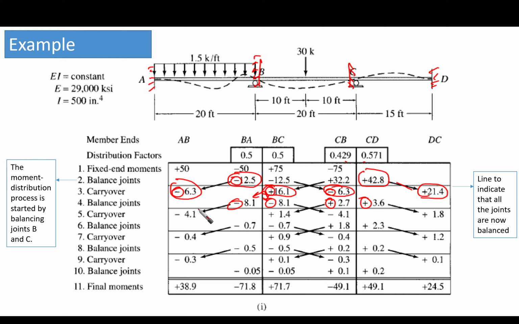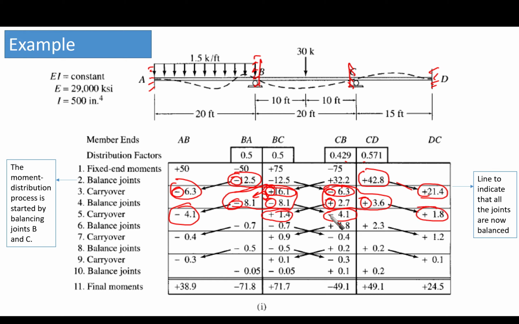So we draw a line here. This means that this cycle, or this cell, ended because all the moments here are 0. This means that point B is balanced, and point C also. Now draw this line and you are free to make the next cycle, or the next repetition, of the carryover. Make the carryover here: minus 8.1, half of the value, and minus 8.1, half of the value here; 2.7, half, 1.4; 3.6, half of it, 1.8.